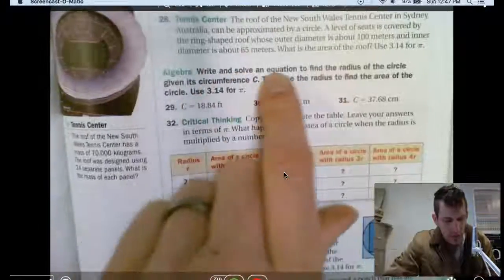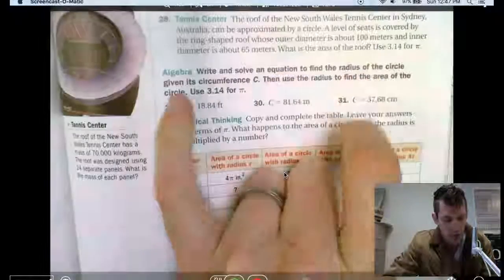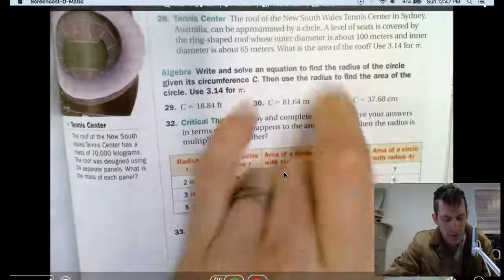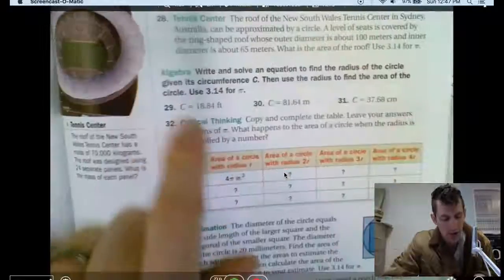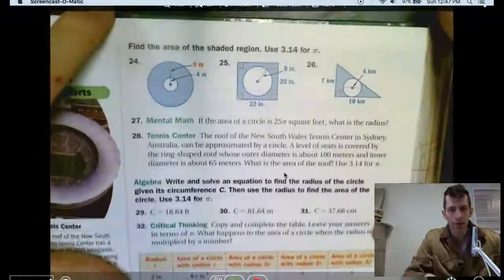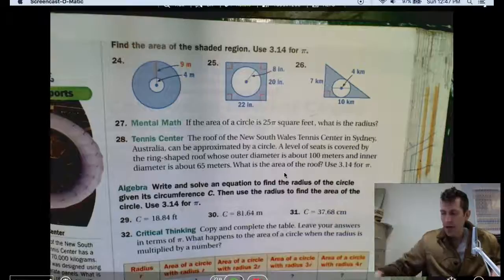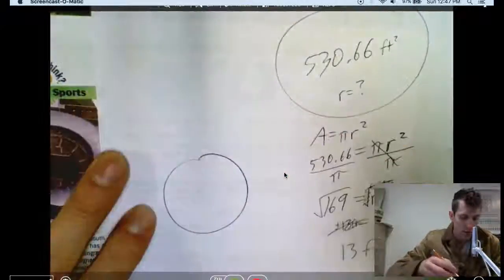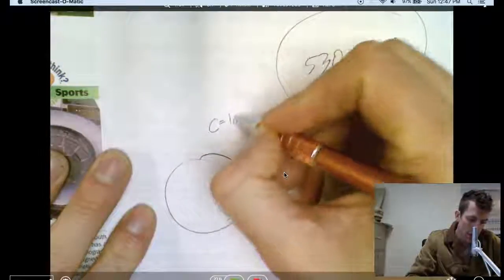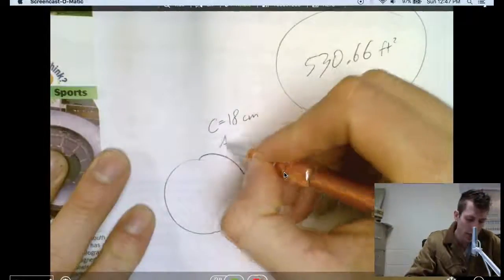Let me see here. Write and solve an equation to find the radius of the circle given its circumference, then use the radius to find the area of the circle. Oh, I better say one more thing here, okay? If they want you to find the area of this circle, and all they say is, hey, the circumference is 18 centimeters, what's the area?